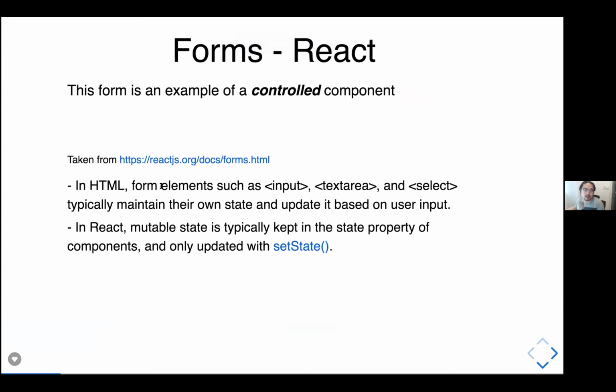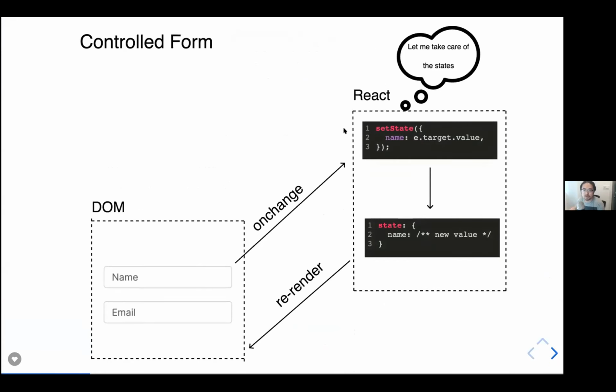And in HTML, form elements such as input, textarea, and select typically maintain their own state and update it based on the user's input. But in React, mutable state is typically kept in the state property of a component and only updated with setState. So with controlled form, we're actually letting React handle the state. It's like React is telling the DOM, hey, let me take care of the state. Please just take a rest. So whenever there's an onChange event on this input element, we're calling setState. And the state change will trigger a re-render of the component. So this is how it works.